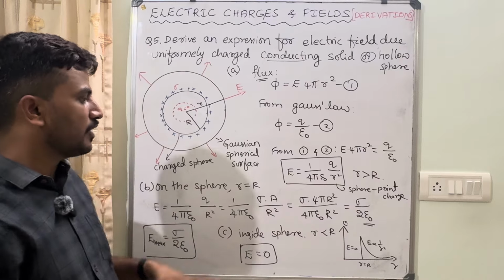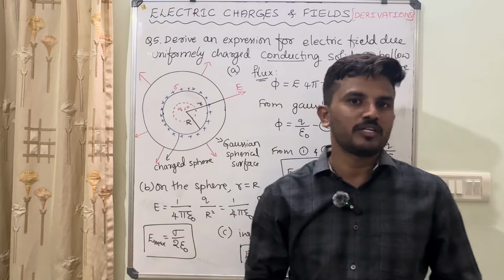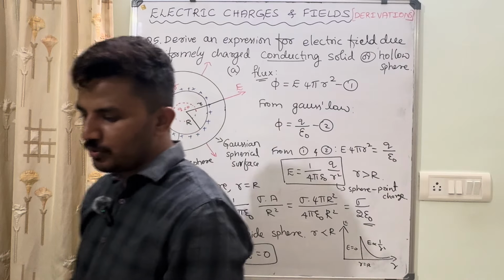So, these are the 5 derivations which you have in second PUC electric charges and fields chapter. Hope it is clear to you.